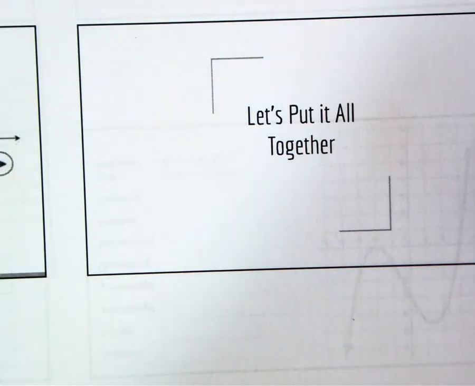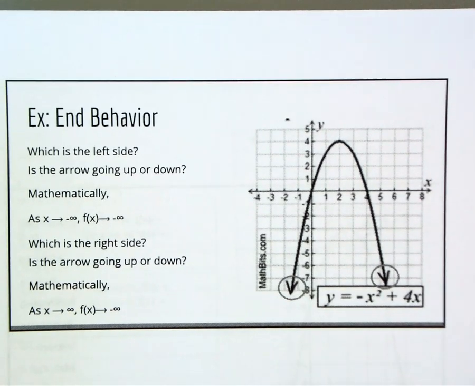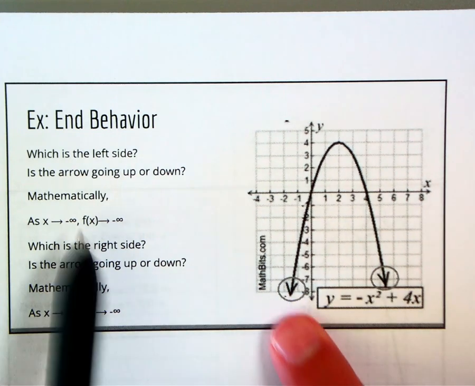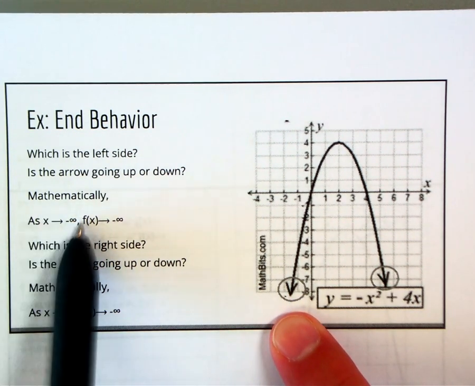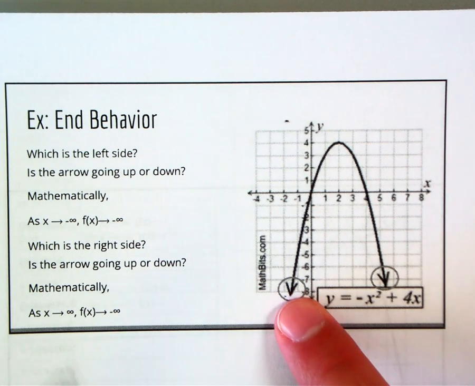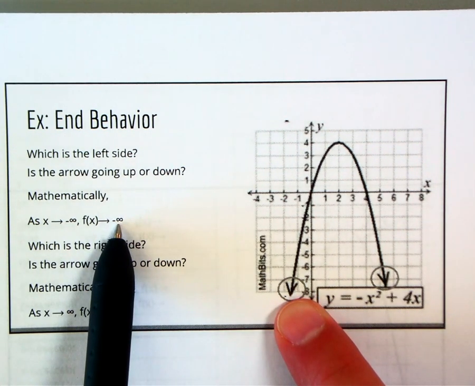So if we look at another example over here, we've got another parabola. We're going to look at the left side first. So as x approaches negative infinity, this piece will always be there. F of x approaches, and we're going to fill in the blank. It's going down, so it approaches negative infinity.